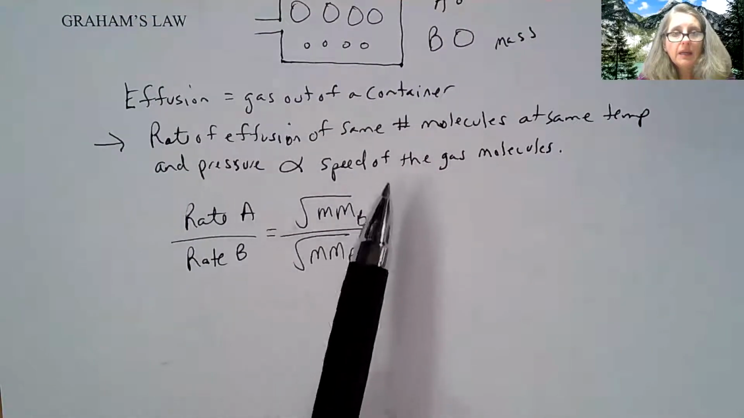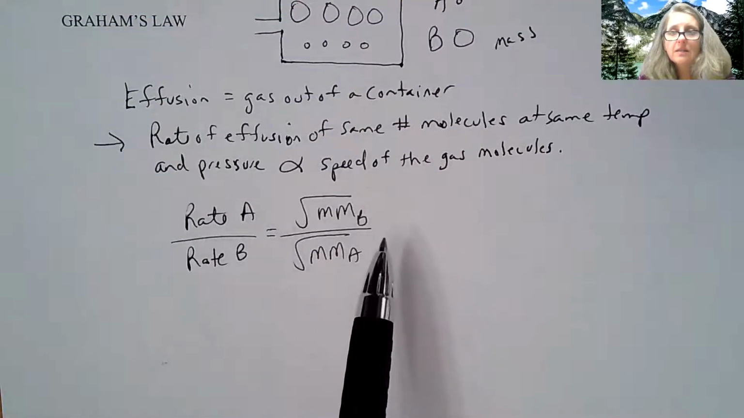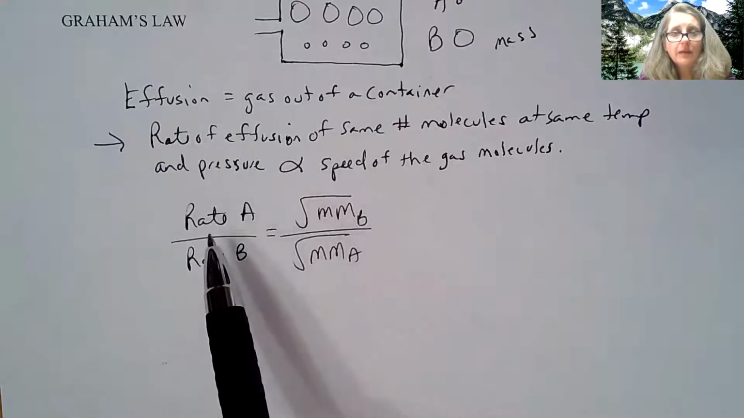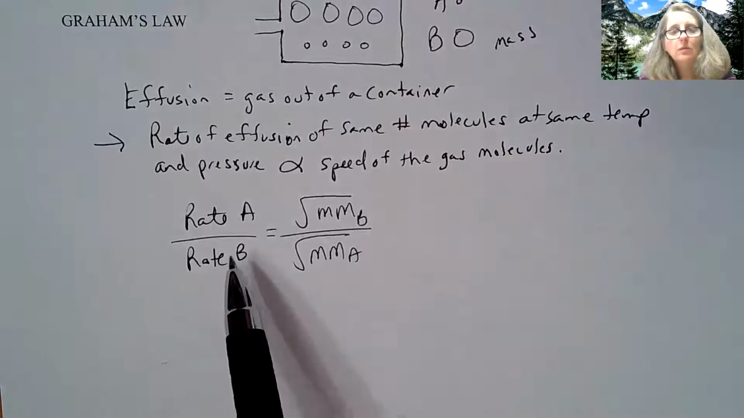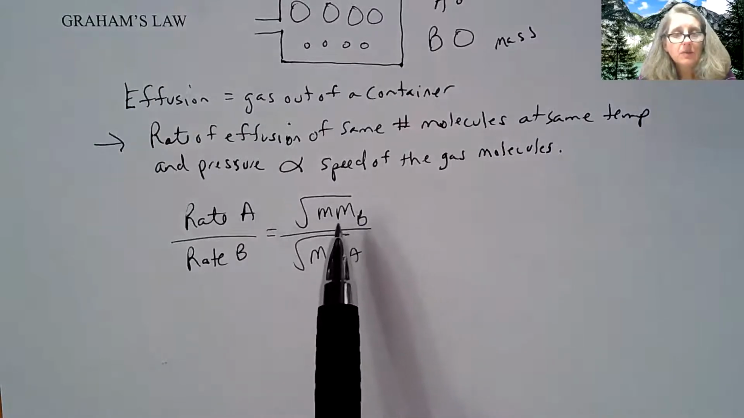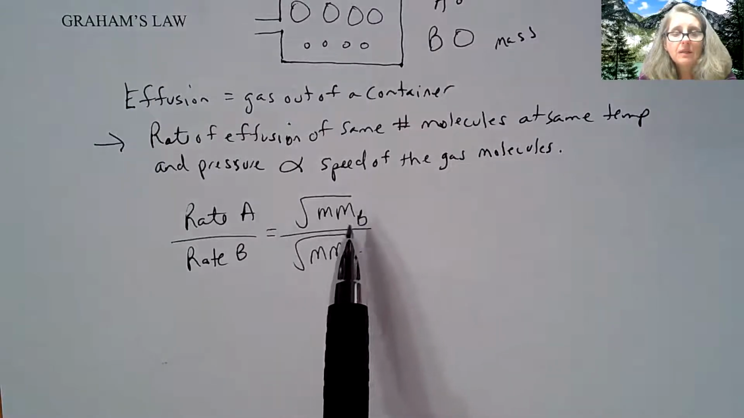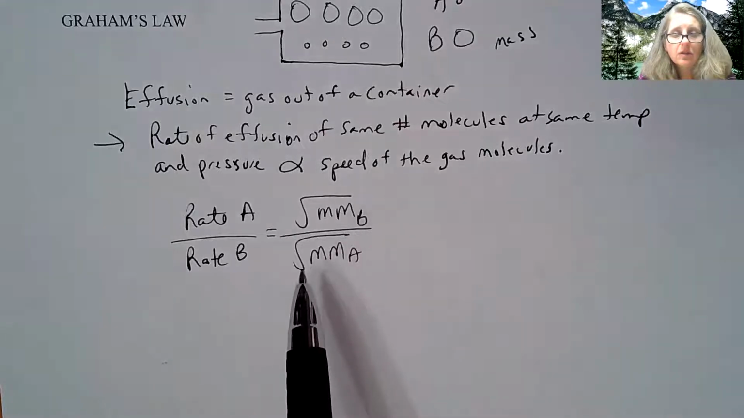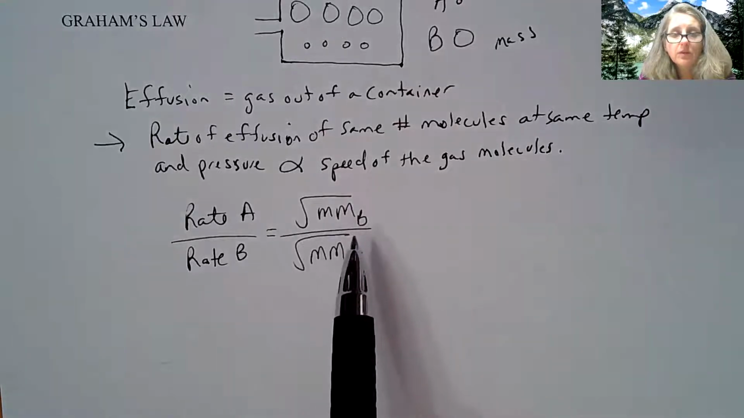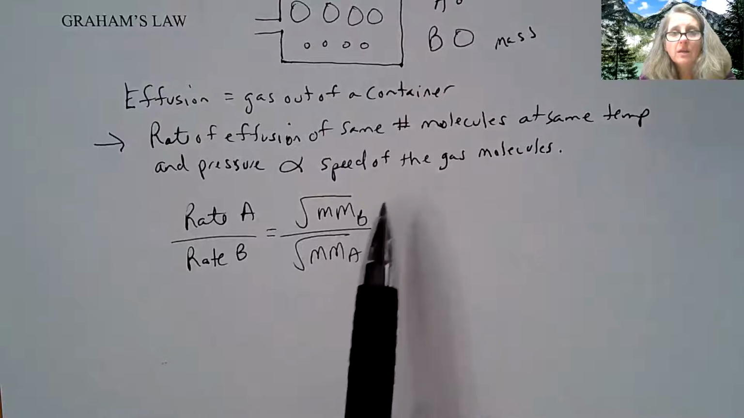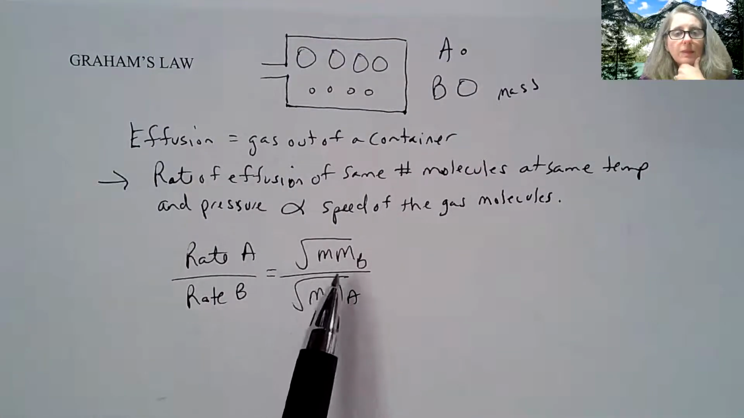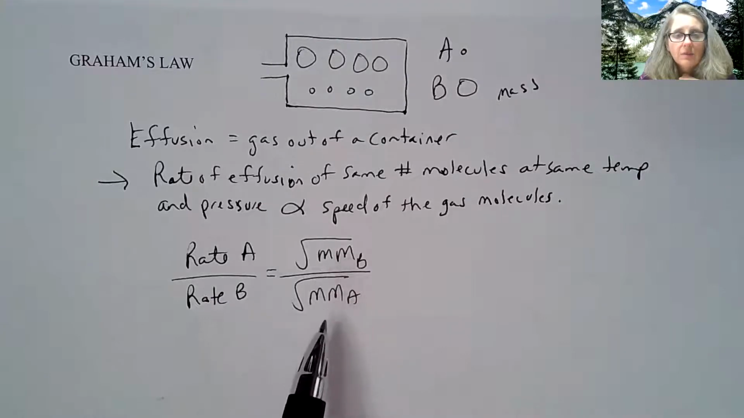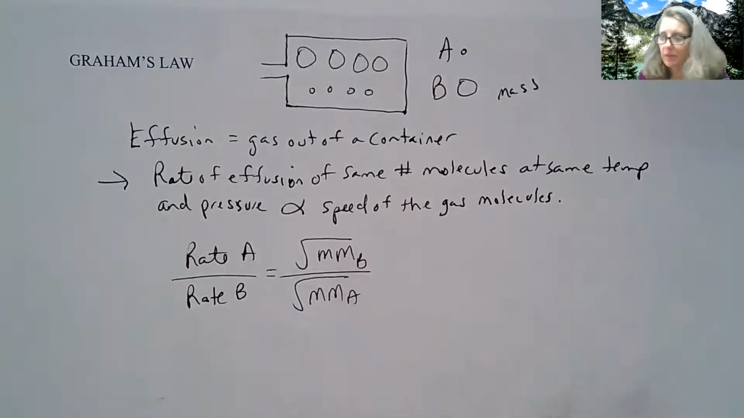Now, the law itself is in this format. The rate of gas A versus the rate of gas B, and it really doesn't matter which one you do, but it makes more sense to set it up this way. The square root of the molar mass of B is proportional to the square root of the molar mass of A. I always put B on the bottom here, the bigger one, because then the molar mass on the top is bigger, just so the numbers look a little better.